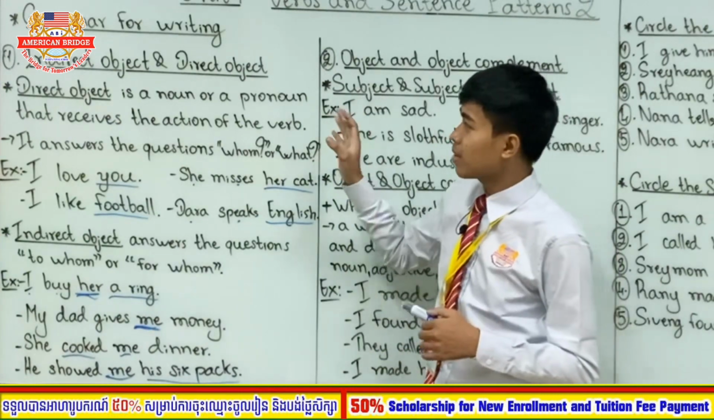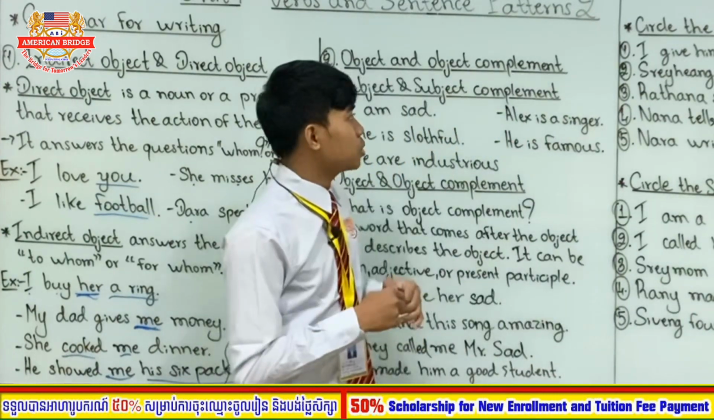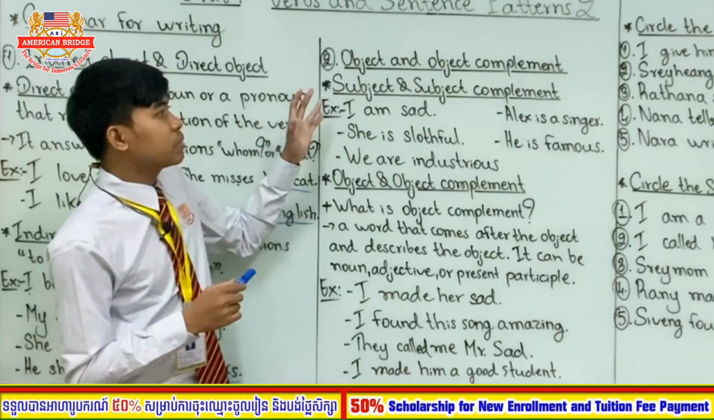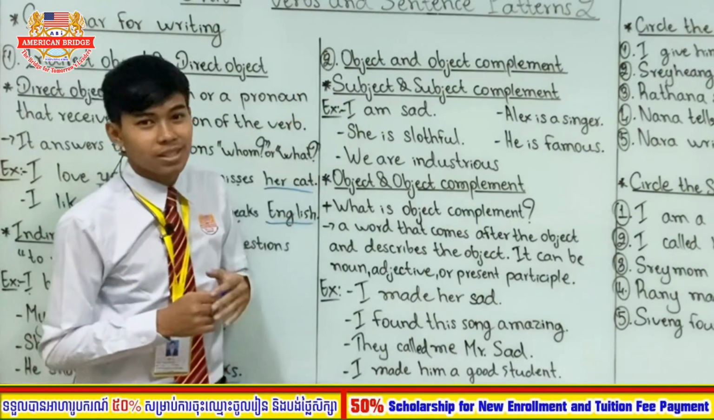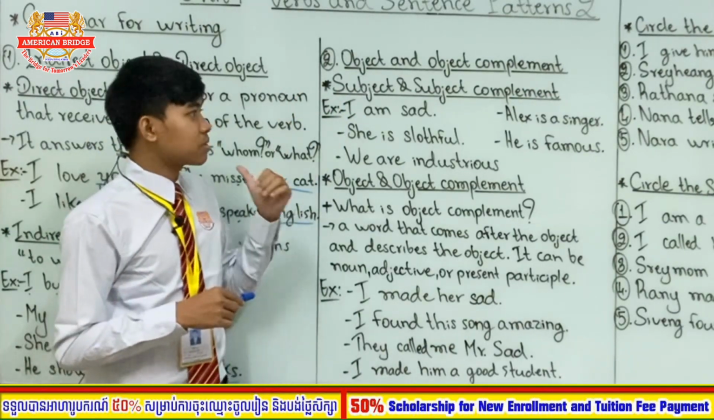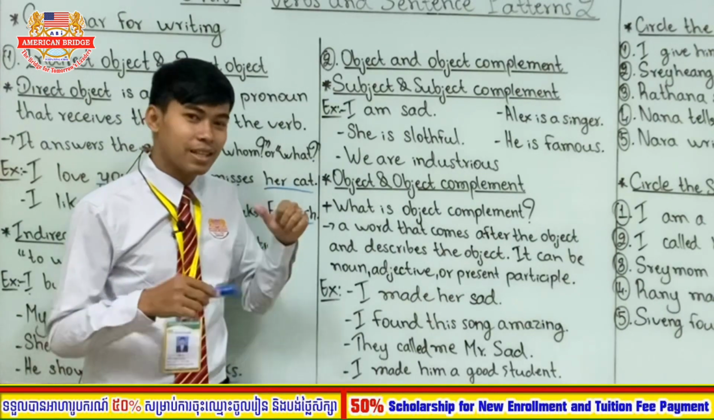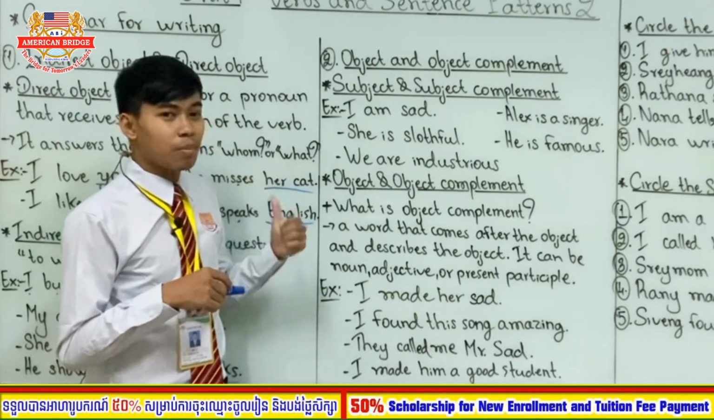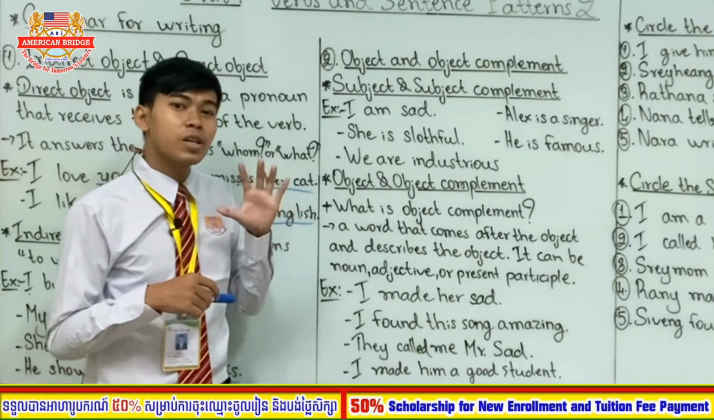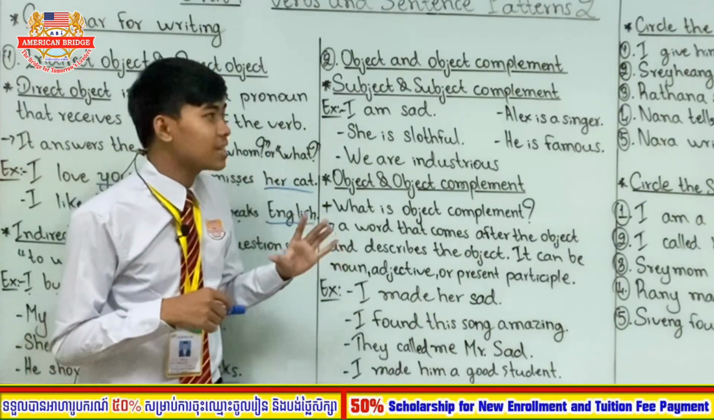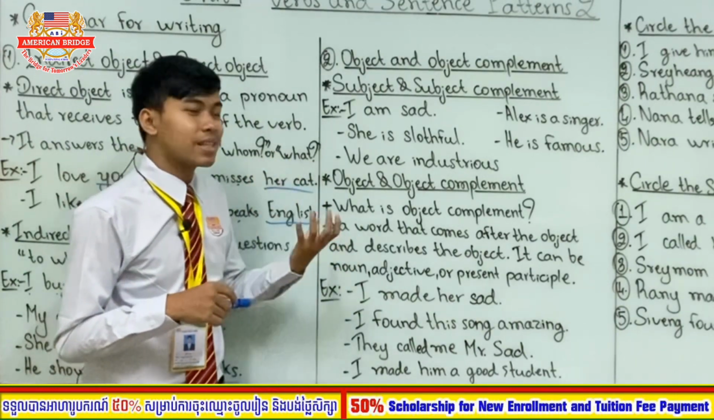Okay, so now we have finished our first main point. Let's go to our second main point, which is object and object complement. In unit 1 we studied subject and subject complement, right? And in this unit we study object and object complement. But before we go to object and object complement, let's review subject and subject complement.